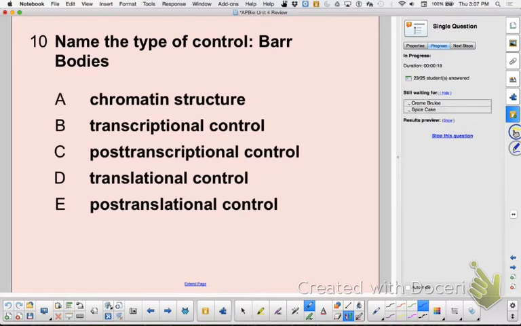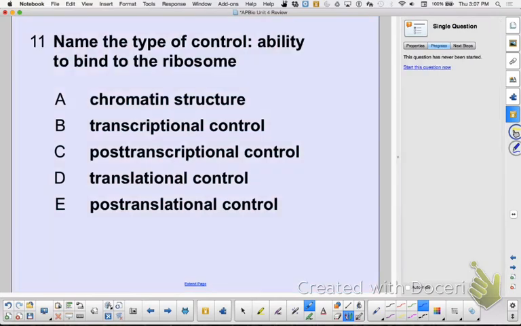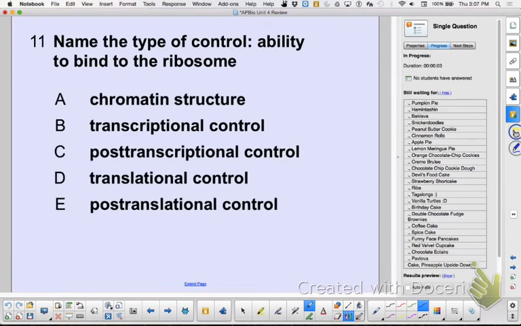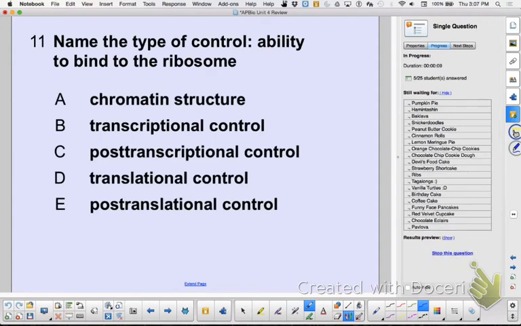Yay! Good. Chromatin structure. Good job. Remember we talked about epigenetic inheritance? And that has to do with chromatin structure, where the DNA is available for transcription or not. That would be right in there too.